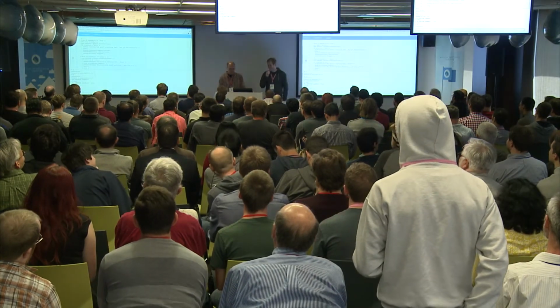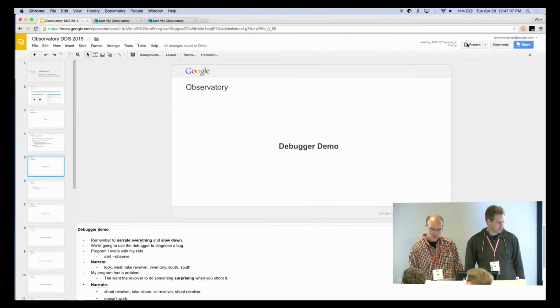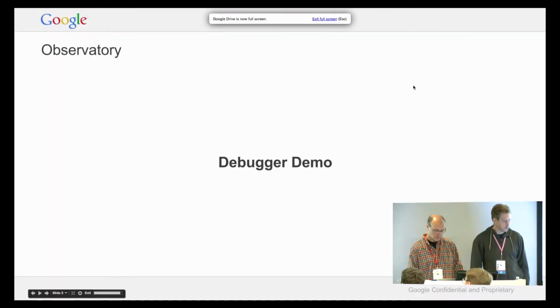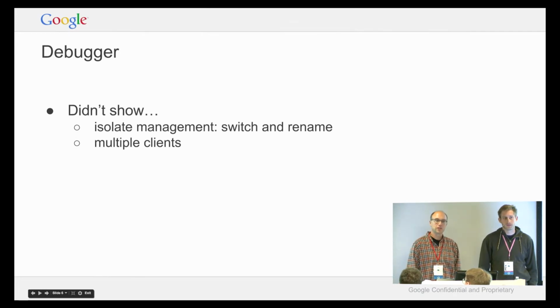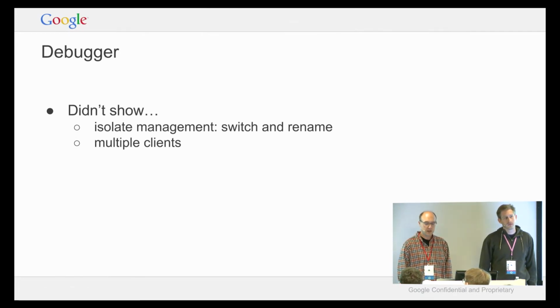Let's go back to the presentation here. That's sort of a taste of the debugger. I didn't show you some of the isolate management features. We have the ability to switch isolates from within the debugger and to rename isolates so that if you've got a bunch of them, you can give one of them a distinguished name and know what it is you're doing.